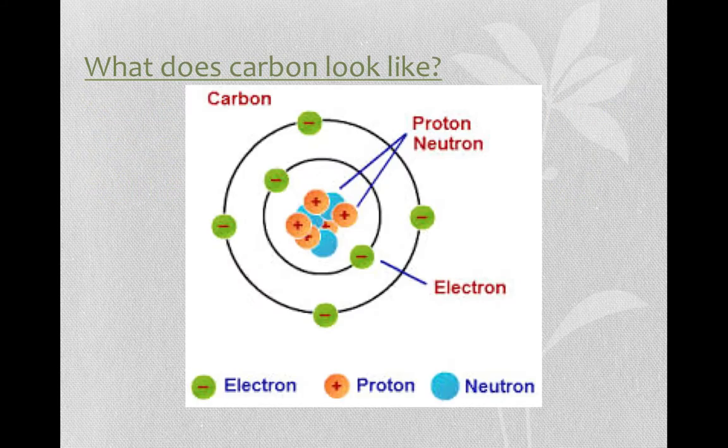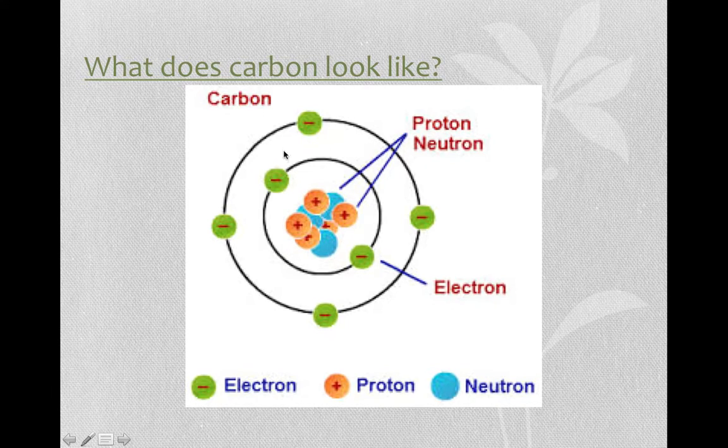So all life on Earth is carbon-based. What does carbon look like? Okay, let's take a moment and dissect this diagram. We've got a bunch of protons in the middle. We've got a bunch of neutrons also in the middle. Who remembers, what do we call this collection of protons and neutrons in the middle of an atom? That's right, that's the nucleus. So the nucleus is right there in the middle.